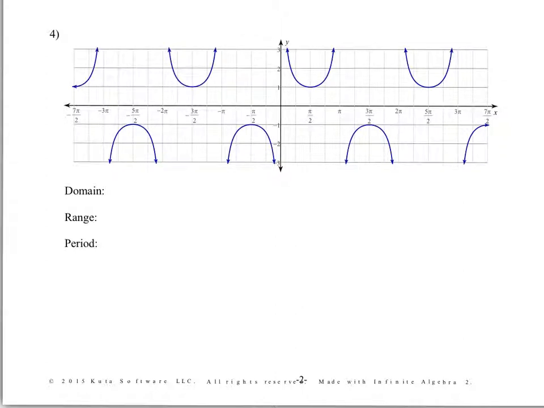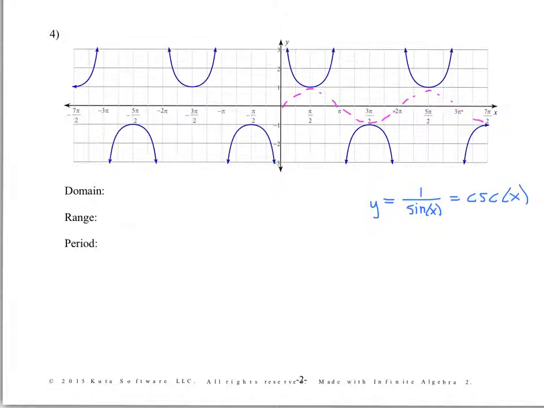Then we have this one. If we graph the corresponding function, it's going to be like this. So that is the graph of sine. So this graph is y equals 1 over sine of x, which is cosecant of x.